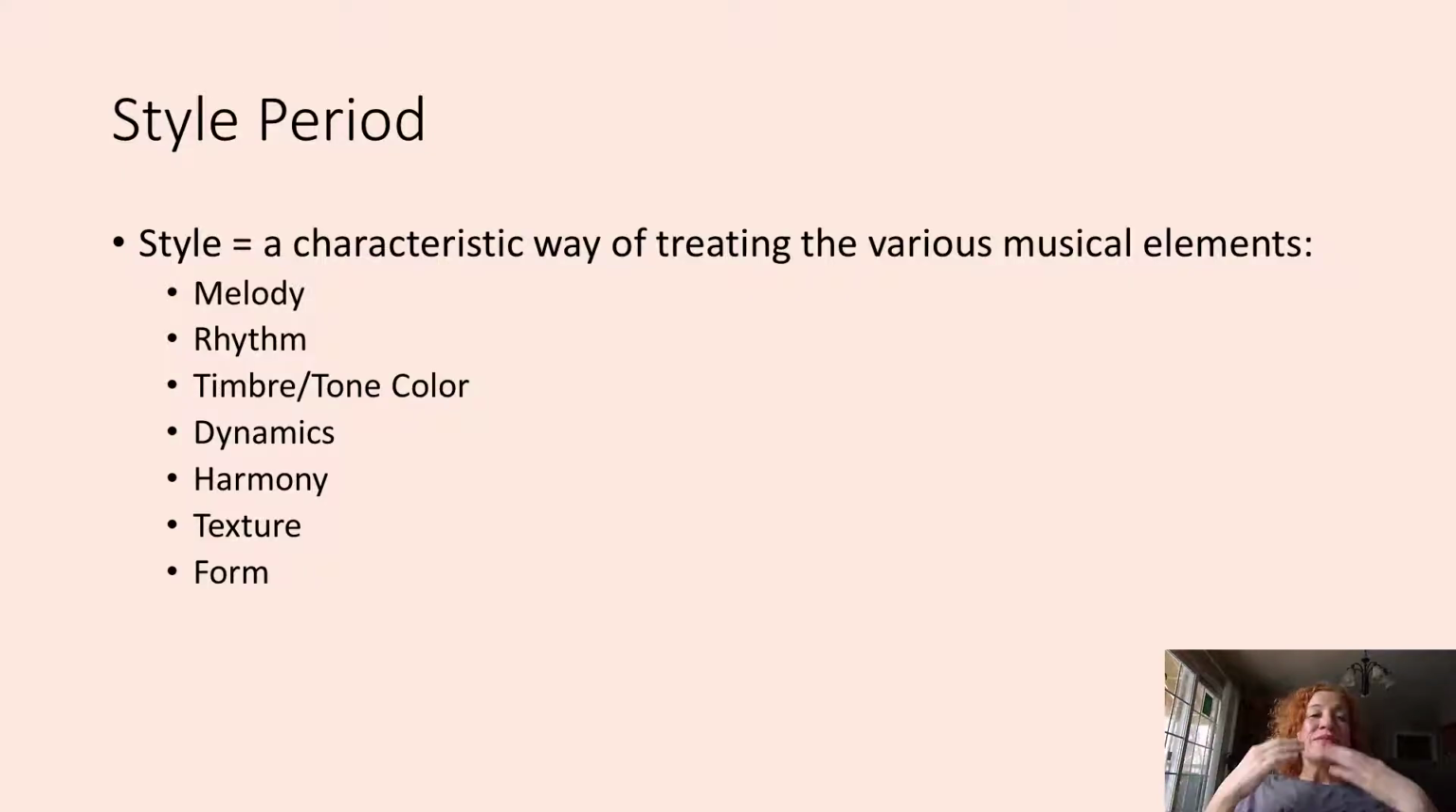So if that's the definition of style, what's a style period? Well, it's the name we have given to different times in history, different periods of time where certain things were happening and how they were creating music. So for instance, if you tell me a composer was alive during the classical period, I could make some educated guesses about what the music would sound like.